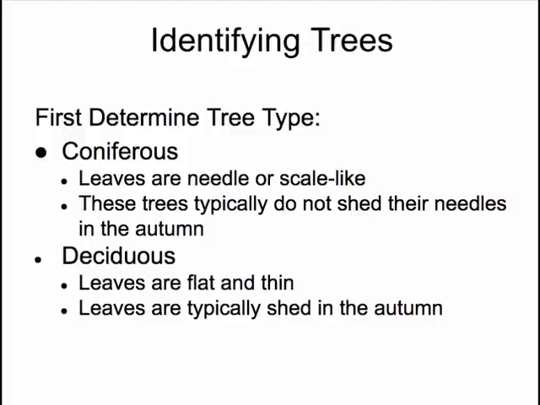When identifying trees, the first thing you need to determine is the type of tree you have. There are 2 types of trees. There are conifers and there are deciduous trees. Conifers are otherwise known as evergreens. These are like your Christmas trees. Their leaves are typically needle or scale-like, and they typically do not shed their needles in the autumn. Deciduous trees are the trees that change color in the fall. Their leaves are flat and thin, and they typically shed in the autumn.